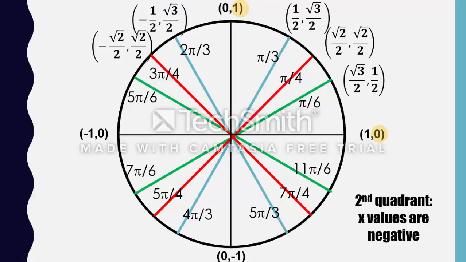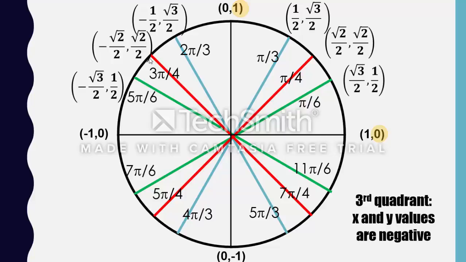Likewise here, you have negative square root of 2 over 2 and the square root of 2 over 2, which corresponds to this angle over here. And then at 5 pi over 6, we have negative square root of 3 over 2, 1/2, which corresponds to pi over 6. Let's look at the third quadrant.